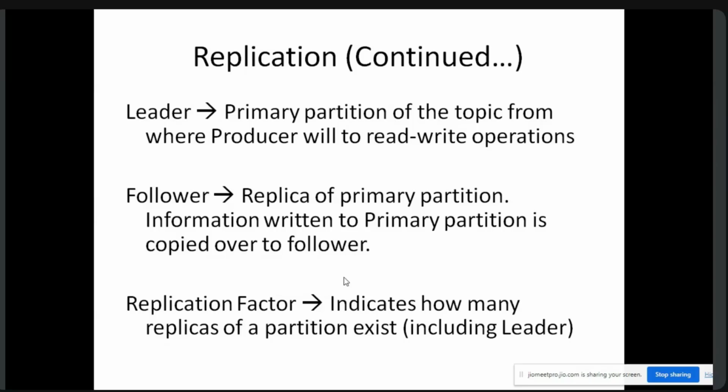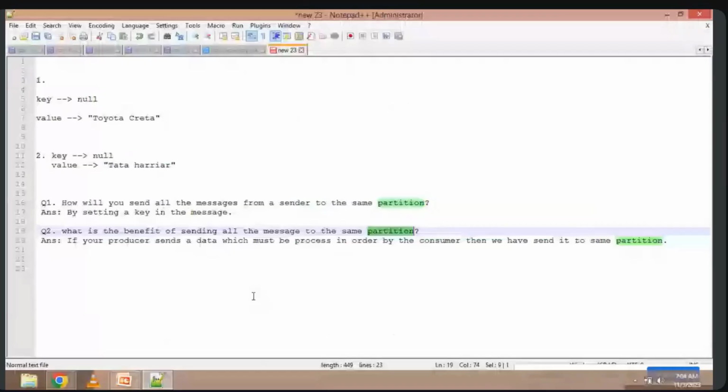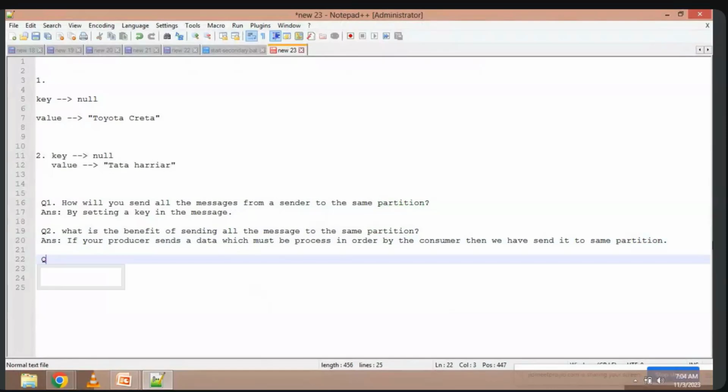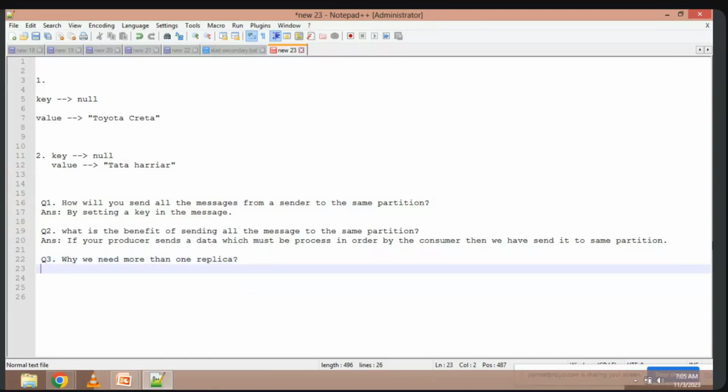So why do we need to keep more than one replica? One leader and one replica, one follower is enough, right? I'll tell you why we need it. That's a good question. The reason is another machine can also fail. Why do we need more than one replica? This is your question?